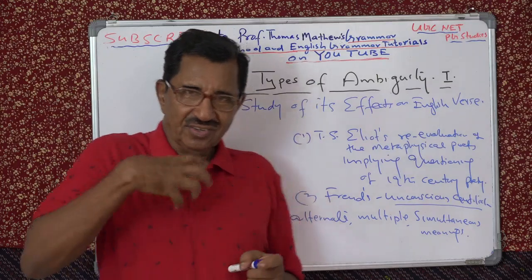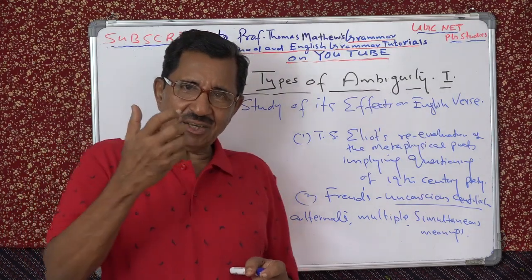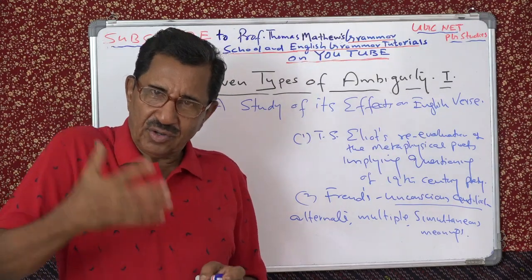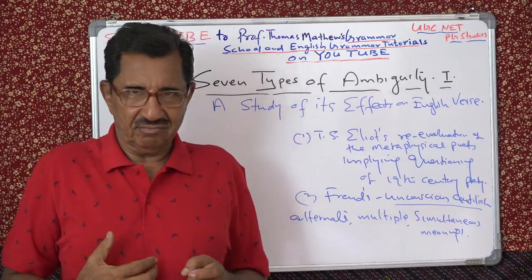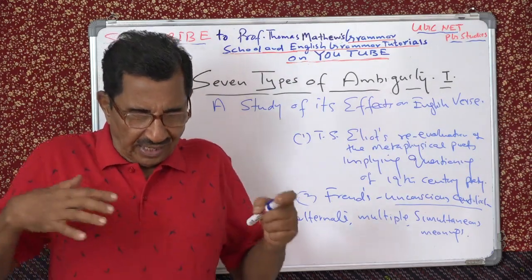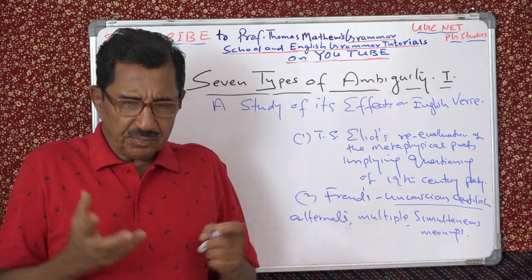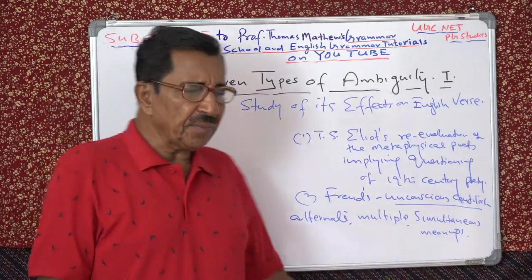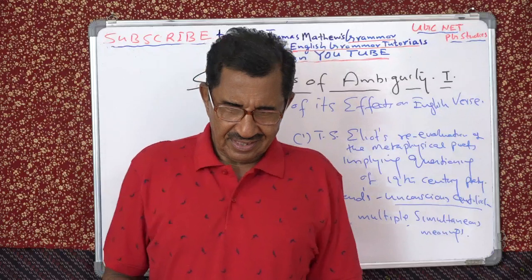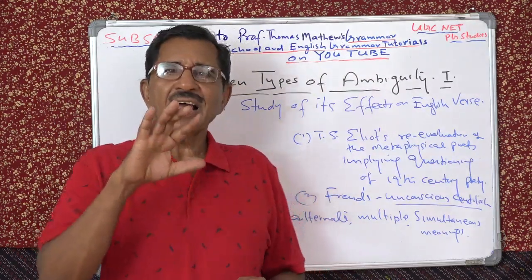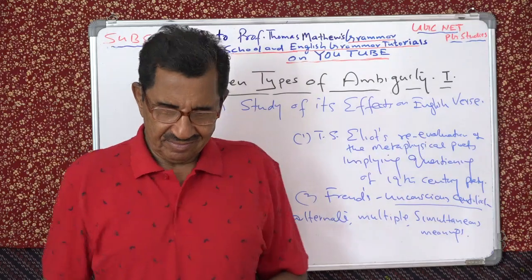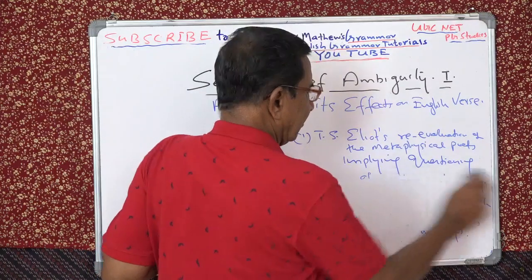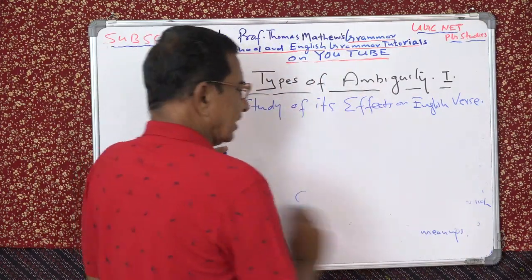To explore, because as Freud has said, it is the result of an unconscious conflict, a conflict that is going on at the level of the unconscious. And so, if you explore it, exploring the possibilities of alternate, multiple, simultaneous meanings, understand, this is ambiguity. Seven types of ambiguity.